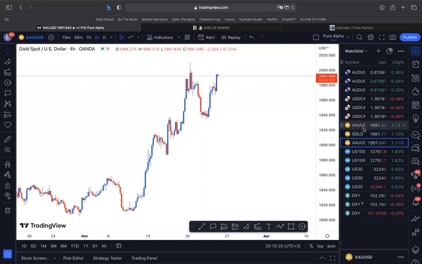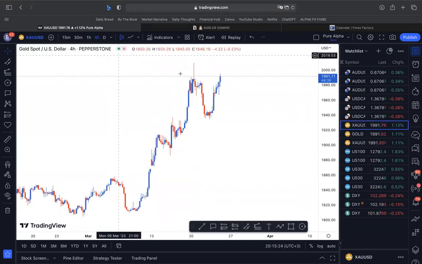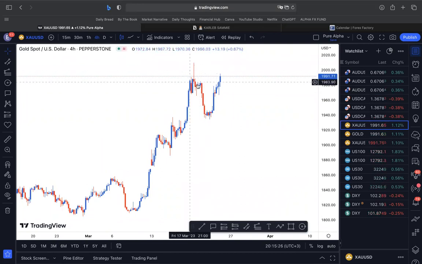But this is Oanda. Now, if you come to something like Paperstone, look at that. You see that big difference? They have a 1 hour difference. A 1 hour disparity. That's what I call disparity. There's a big difference depending on the broker.